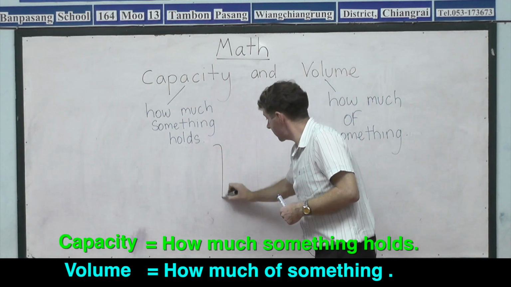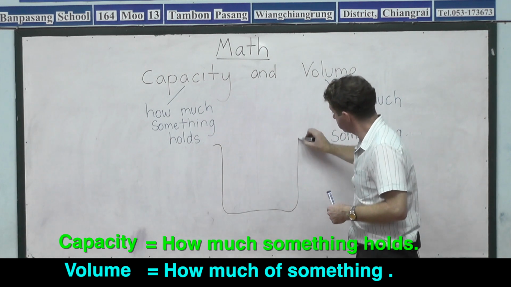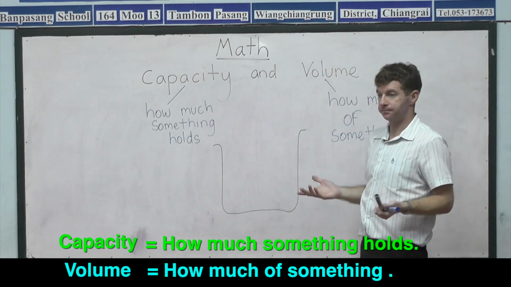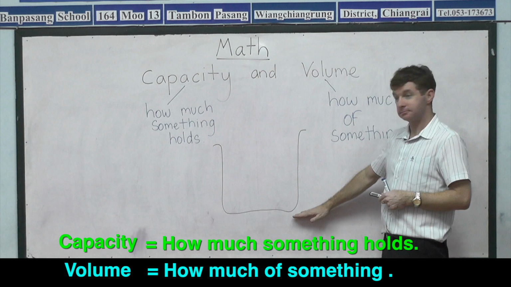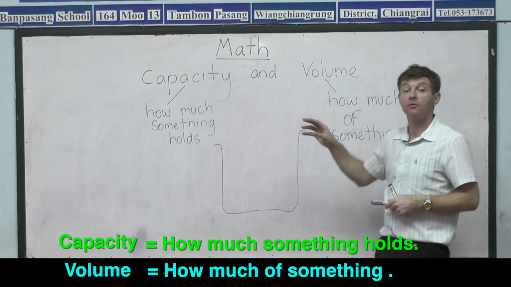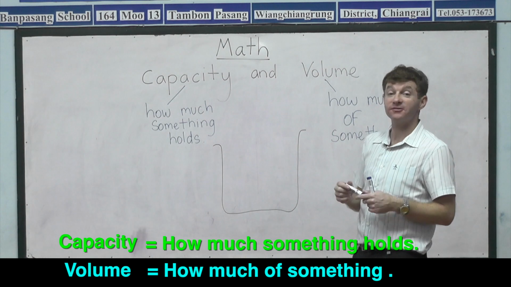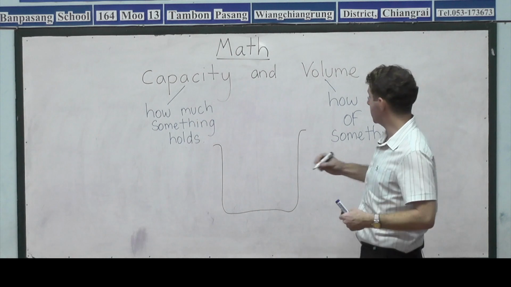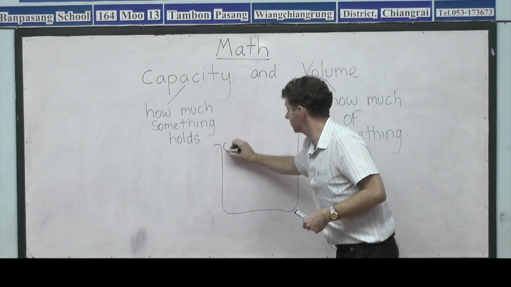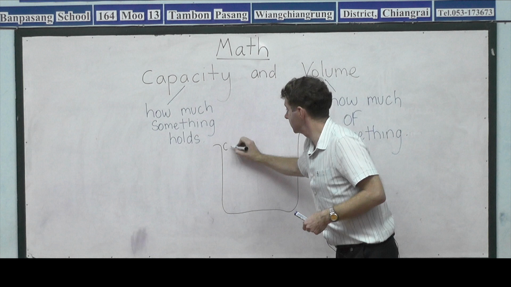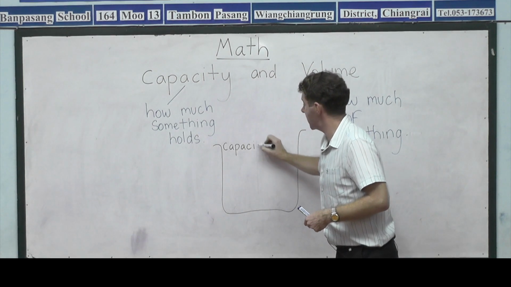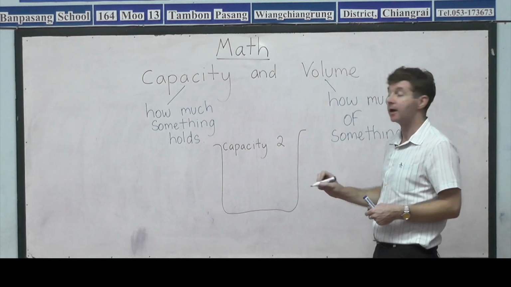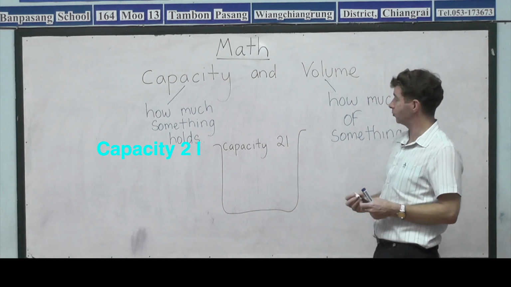I will draw a container. Okay. So where does our capacity go? Here at the top, okay? Somebody give me a capacity for our container. 2 liters, okay? So I will write here C-A-P-A-C-I-T-Y, 2, and what do we write for liters? L. Capacity, 2 liters.